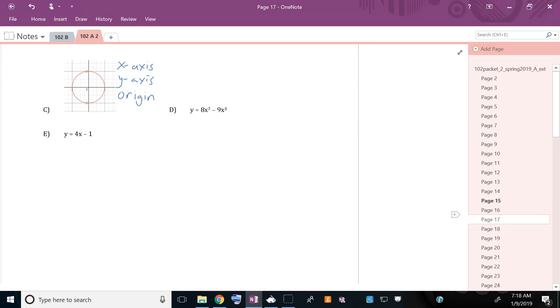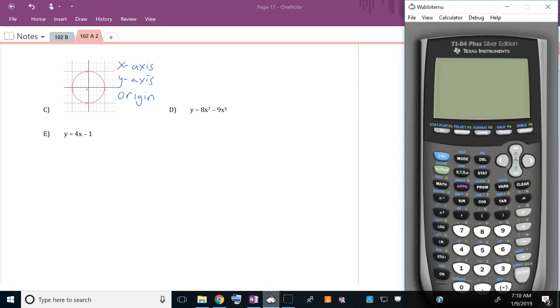Now, examples D and E. I have a graph, but I don't have a picture. So in that case, let's get up our calculator and let's graph that. So let's graph 8x. Remember to hit the little caret key for power. So 8x to the 7th minus 9x cubed. So once we've got that in, let's hit graph and let's see what the picture looks like.